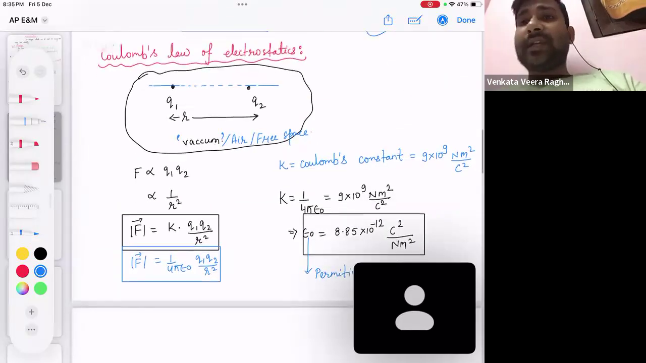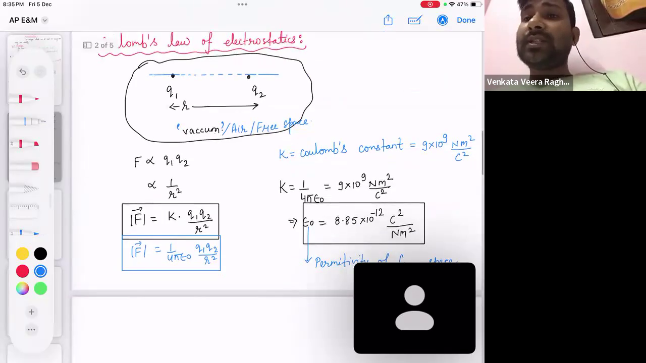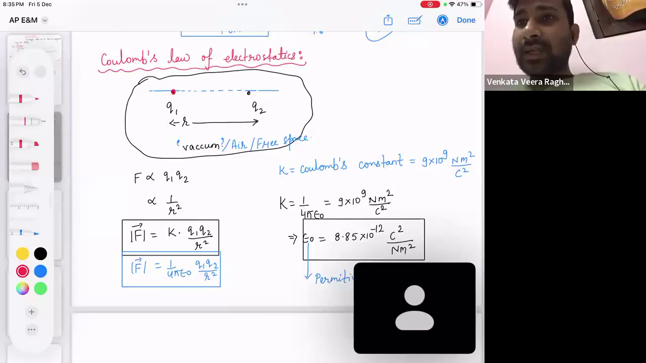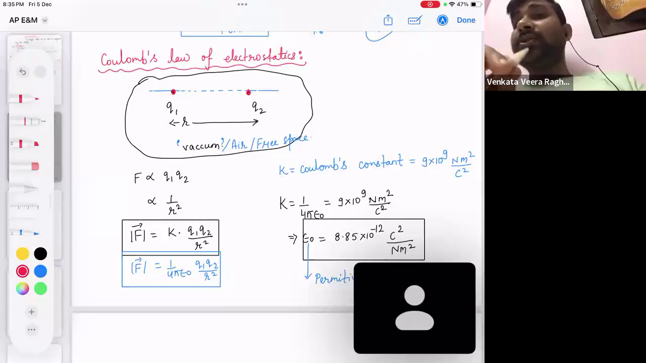Coulomb's law of electrostatics now gives us what? The force between two charged particles. But one thing we have to make sure, these two should remain point charges. It means you cannot apply it directly between a ring and a rod. You cannot apply Coulomb's law between a ring and a rod.